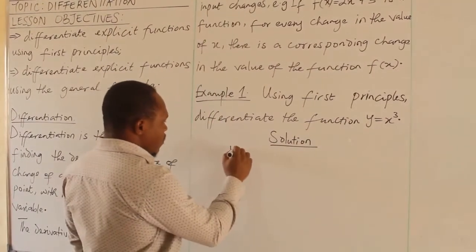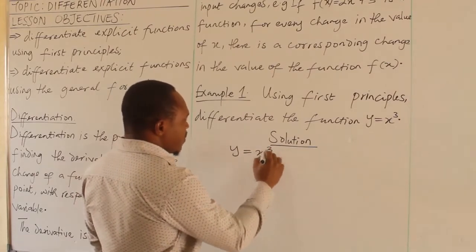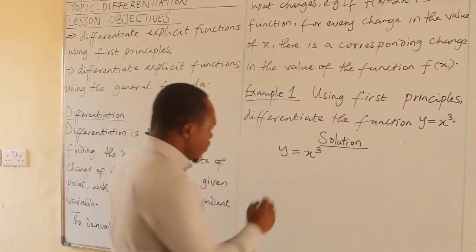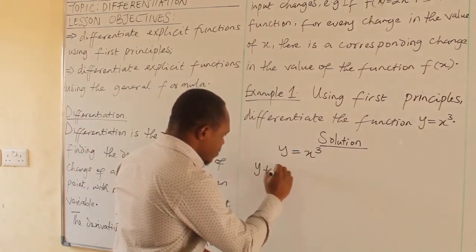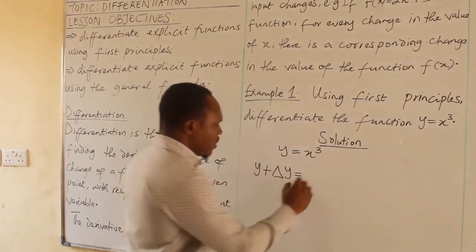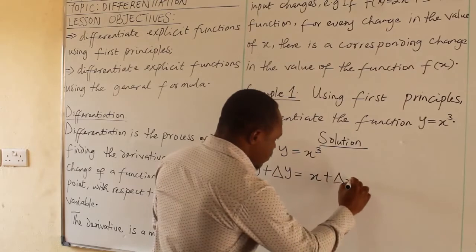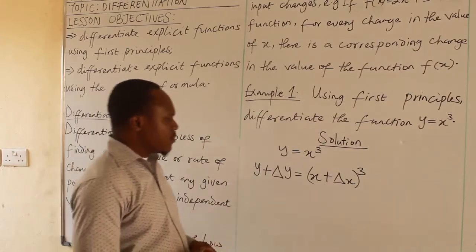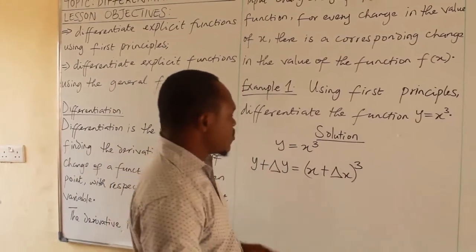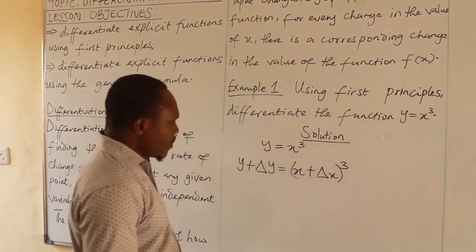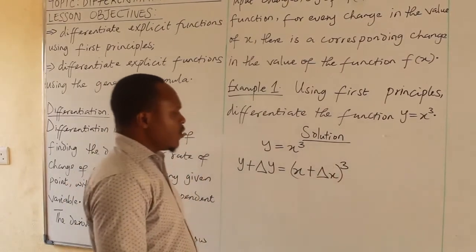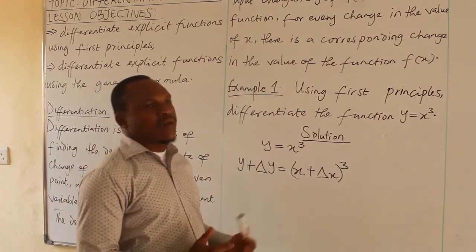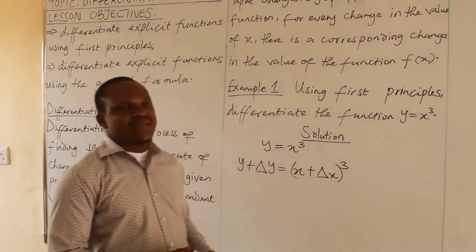We have the function y is equal to x raised to the power 3. The first thing we're going to do is to have our incremental change. We'll have y plus delta y is equal to x plus delta x all raised to the power of 3. So we have to expand x plus delta x raised to the power of 3.